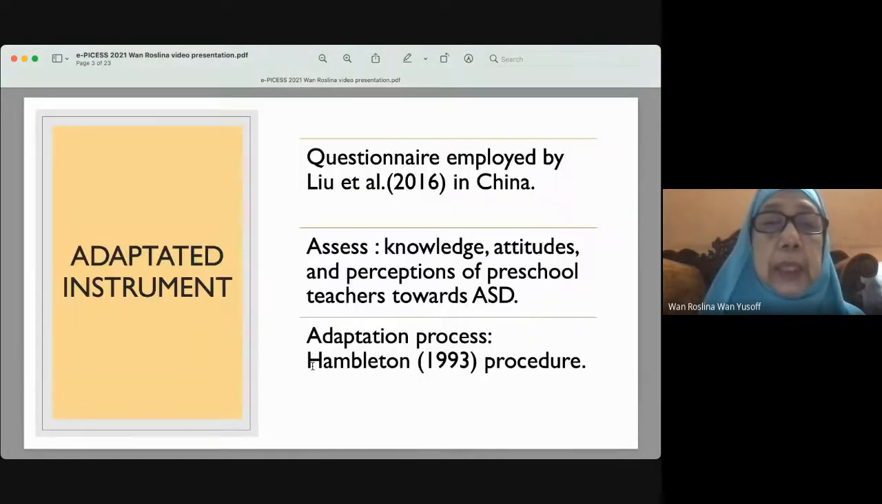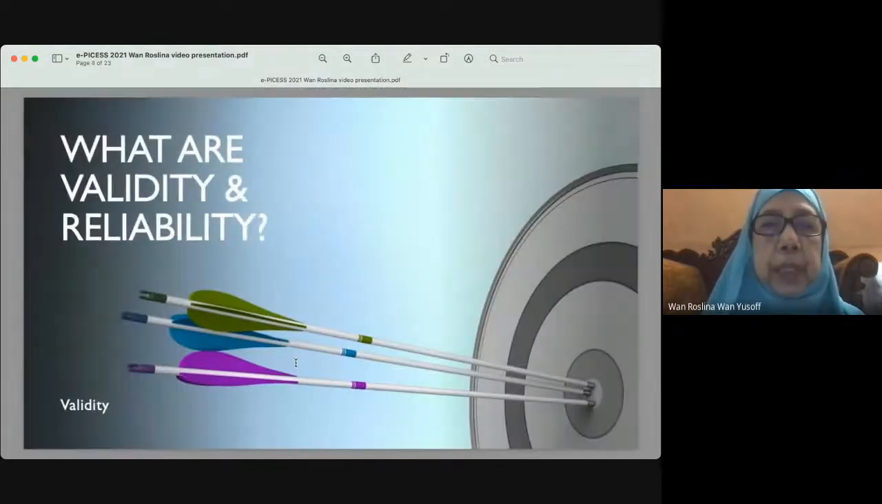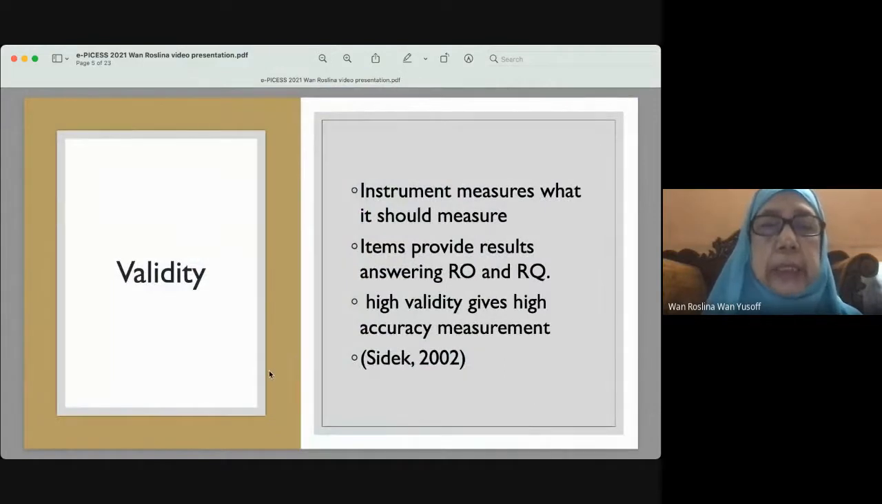first. The adapted instrument that I used in my pilot study is based on the questionnaire employed by Liu in China. And during the adaptation process of the instrument, I went through the Hamilton procedure. And the question is, what are validity and reliability? So validity is when the instrument that we use measures what it should measure. So the items will provide the results in answering the RO and RQ. So if it gives high validity, that means the measurement has a high accuracy.